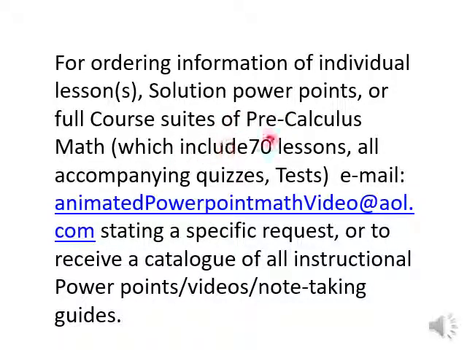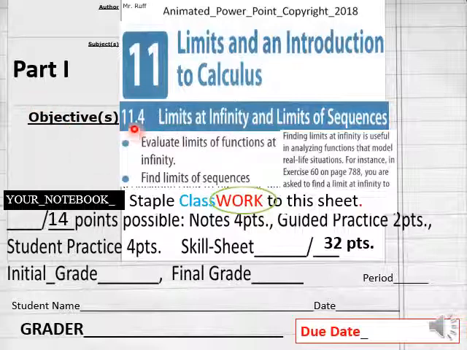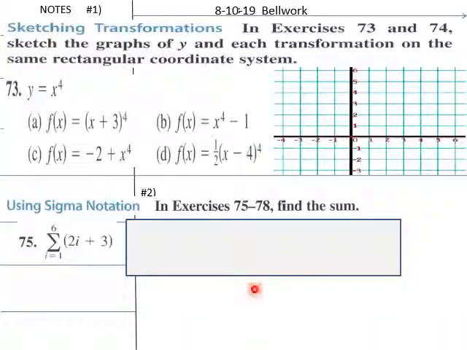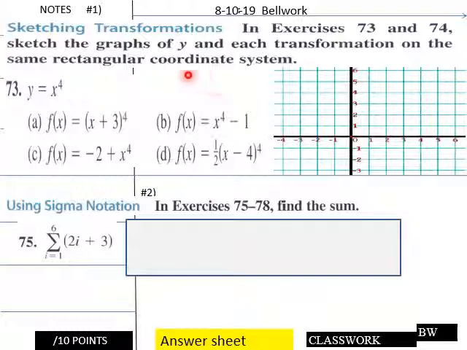Everybody, we're getting ready to do lesson 11.4 part 1 classwork today for pre-calculus math. And 11.4 part 1 looks at limits at infinity and limits of sequences. 14 points here in your notebook and 32 points here in your classwork sheet. Classroom students, name, date, period, and then onliners, homeschoolers, put your due date here. And we're going to go into our bell work for today, teachers and students.